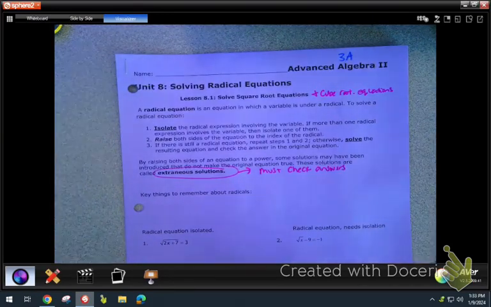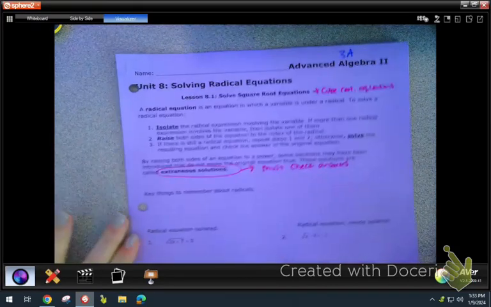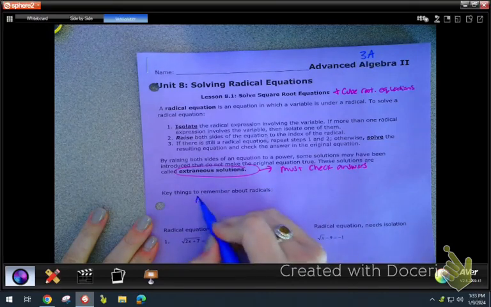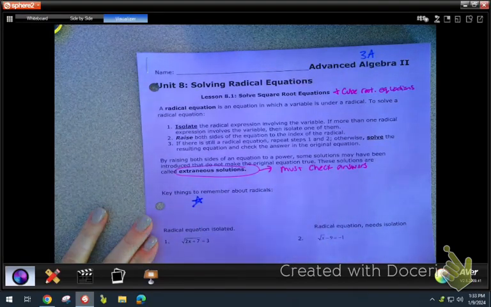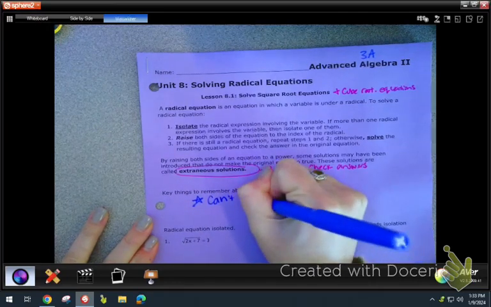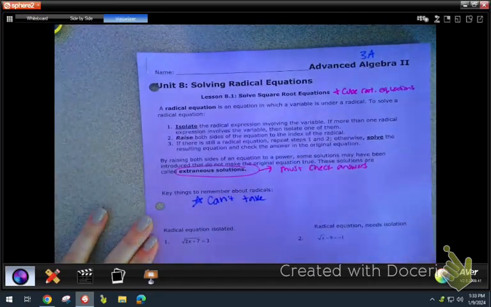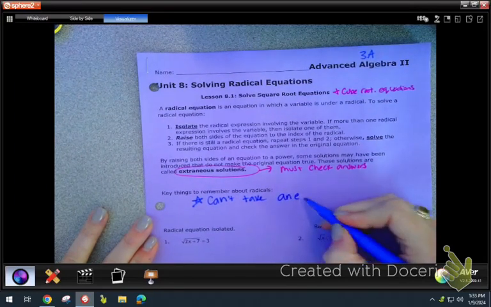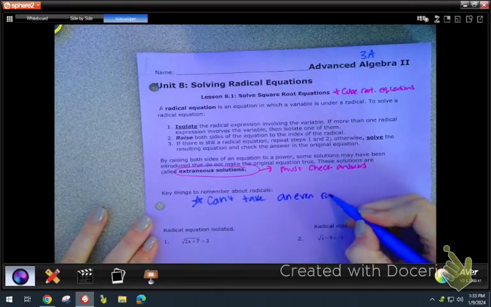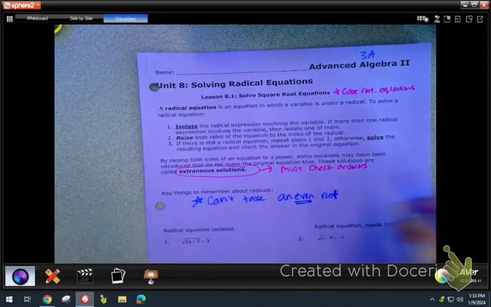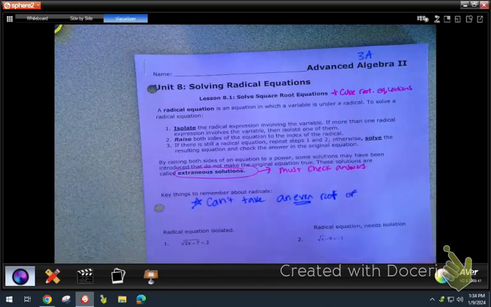So key things to know about radicals. There are 2 main things. And again, it has to do with your square roots. I'm going to put stars by this because these are important. You cannot take an even root of a negative number.